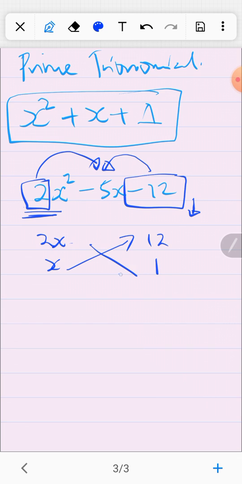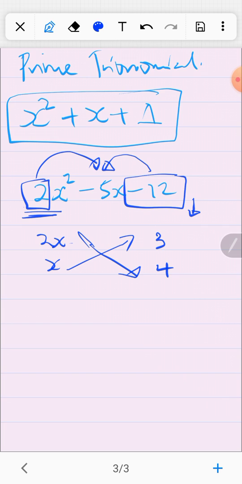Remember, we always do the cross. 12 and 1. 12 times x is 12x. Plus 2x times 1 is 14x. That's not going to work. Let's try 2 and 6. 2 times x is 2x. If I add that to 6 times 2, 12x, 12 plus 2 is still 14. Not going to work. Let me try 3 and 4.